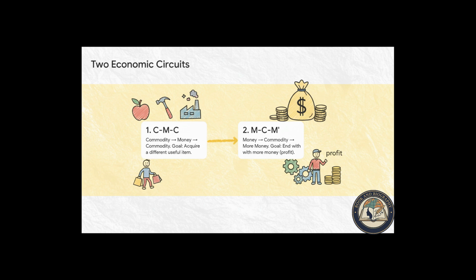But the capitalist circuit is different. It's MCM prime, money, commodity, more money. You start with money, buy a commodity, and then sell it to end up with more money than you started with. That little dash, that prime on the second M, that's the profit. And that's the whole point of the game.